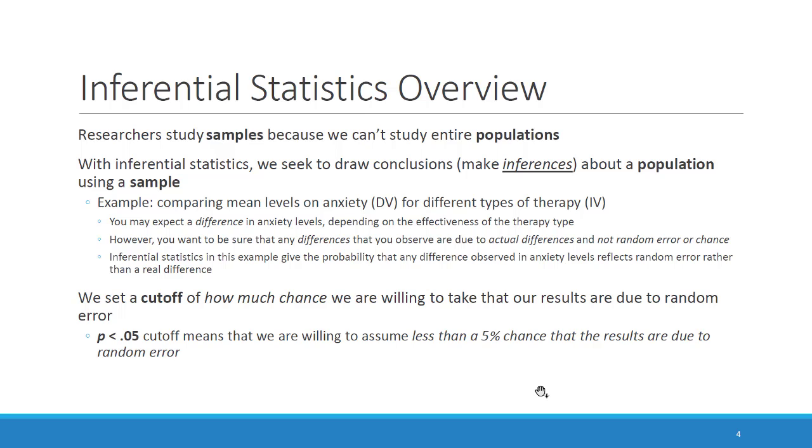And that cutoff is usually p of less than 0.05. So hopefully you remember this from your statistics class, p of less than 0.05. So what does that actually mean? This is the cutoff of how much chance we're willing to take that our results are due to random error. And p of less than 0.05 means that we're willing to assume less than a 5% chance that the results are due to random error.